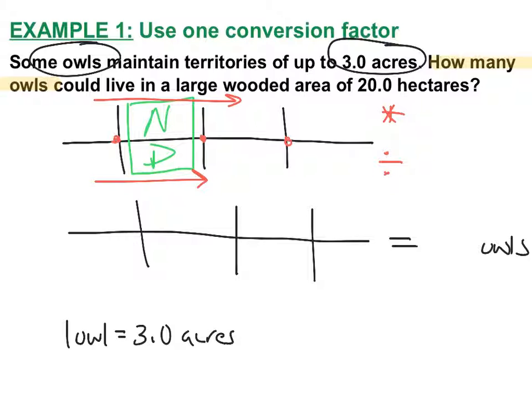We also know that we need to convert between acres and hectares. So if we look at our conversion chart that you were given, on the back side there is a conversion between acres and hectares. So 2.47 acres is equal to 1 hectare. And this is not something I know off the top of my head. This is something I had to look up on my conversion sheet.